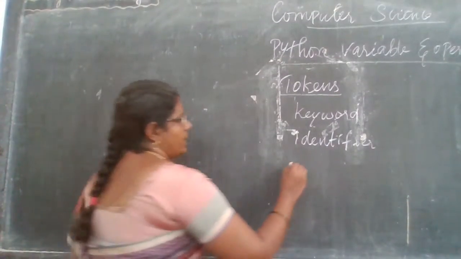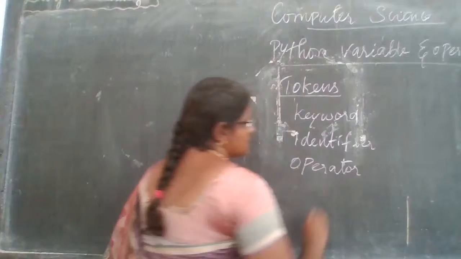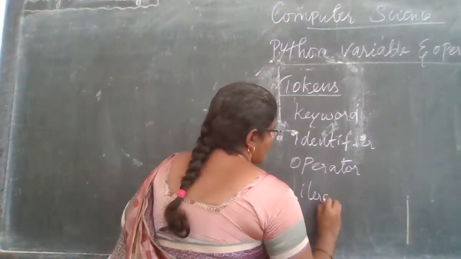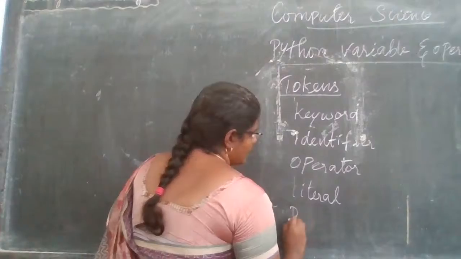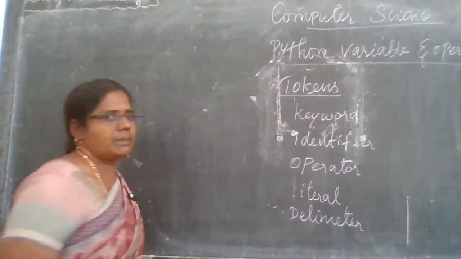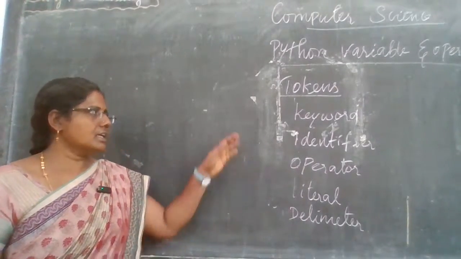Next thing, operator. Operator is a symbol. It performs some operations on the operands. Next one, literals. Literals are values of the variable. Next one, delimiter. Delimiter means comma, semicolon. The punctuation marks are called delimiters. Okay, these are the tokens.